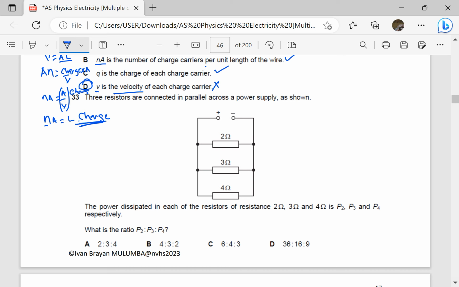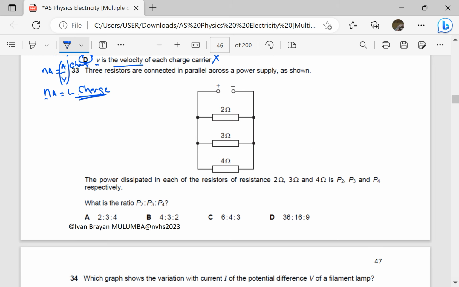Three resistors are connected in parallel across a power supply. So they're in parallel. The power dissipated in each of the resistors, of resistances 2 ohms, 3 ohms, 4 ohms, is P2, P3, P4.